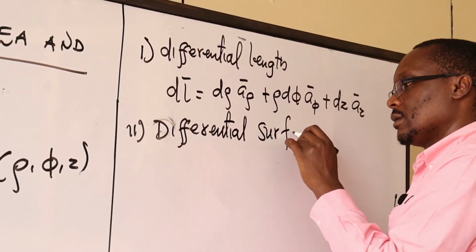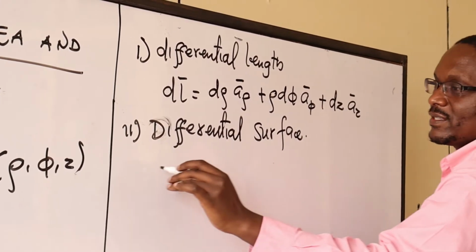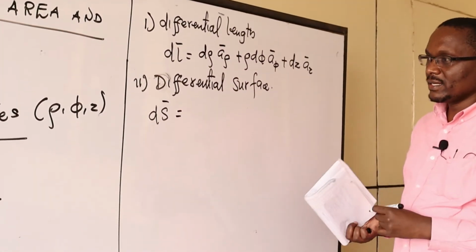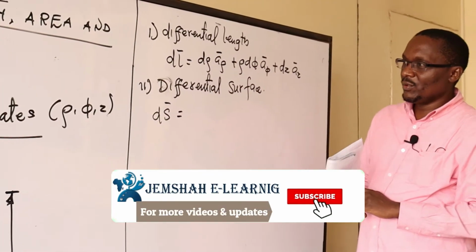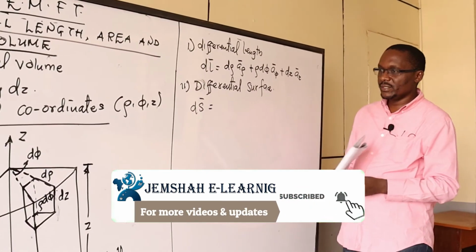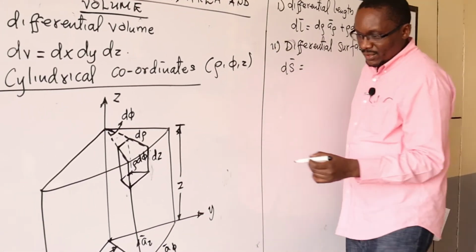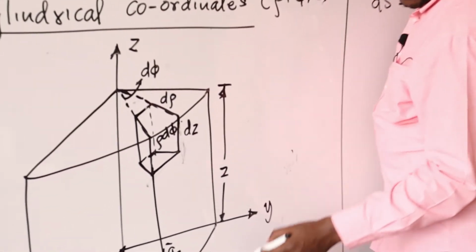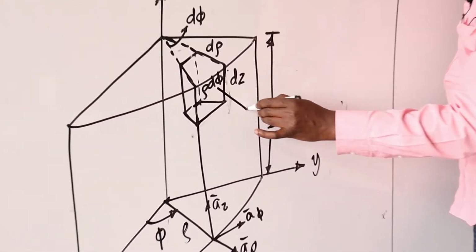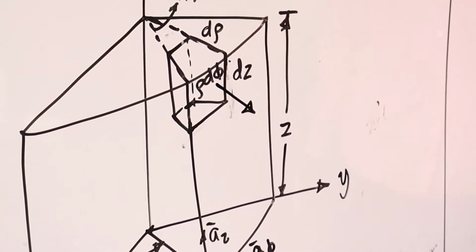Differential surface. Now, again, differential surface is a vector quantity, so we are interested in the ds and the unit vector normal to that particular surface. So as usual, we start with that surface that is in the rho direction, and that particular surface in the rho direction is this one here.